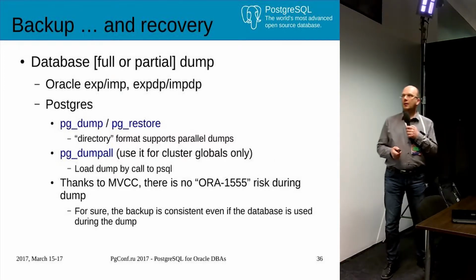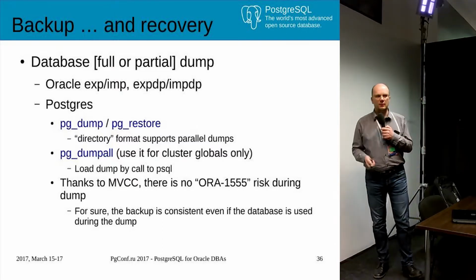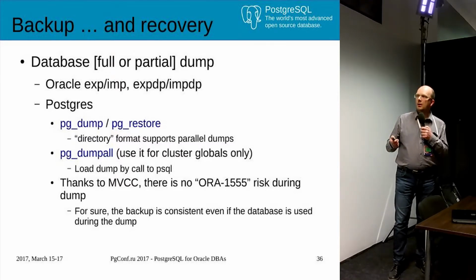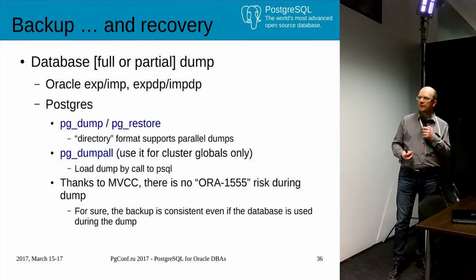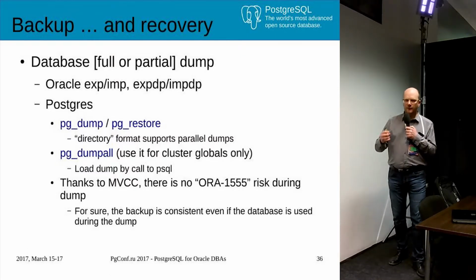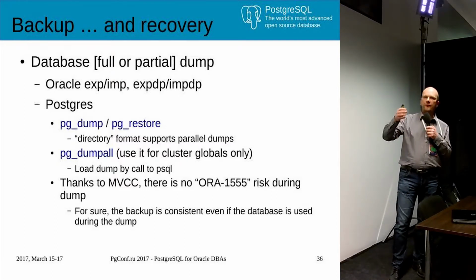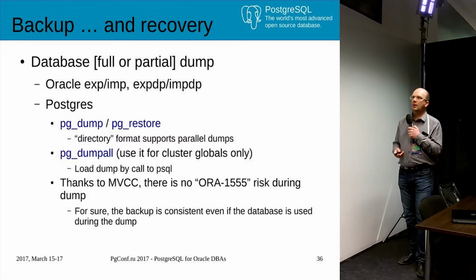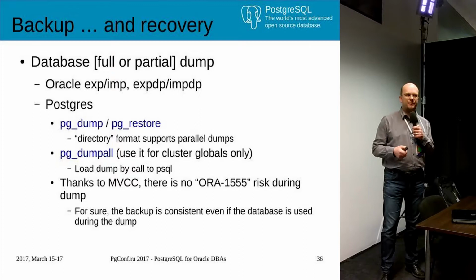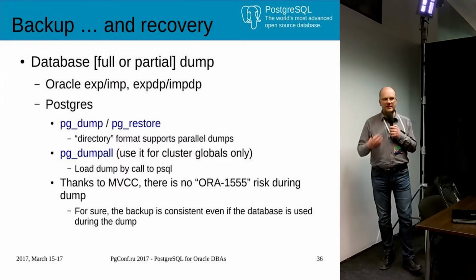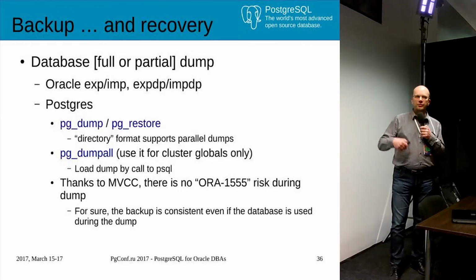Database backup and recovery. On Oracle, you can export and import using the old imp tools or Data Pump. In Postgres, you have pg_dump and pg_restore. pg_dumpall is suitable, I think, to create a dump of the globals defined at the cluster level, but I would not advise it for the whole cluster, including the data. So usually I use a combination: dumpall for the cluster-wide globals and pg_dump for a certain database I want to back up. It's nice that the directory format supports parallel dump, which speeds it up a lot. And as I've already mentioned, there's no snapshot too old error risk thanks to the multi-version concurrency control architecture. So you can run the dump and not be scared whether it will finish within 10 minutes or 10 hours.